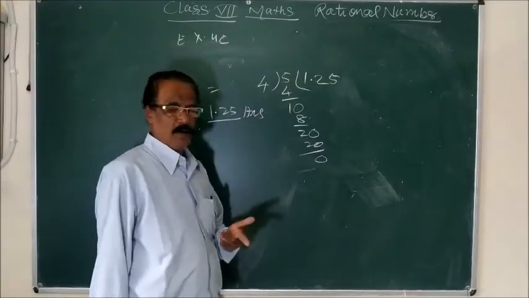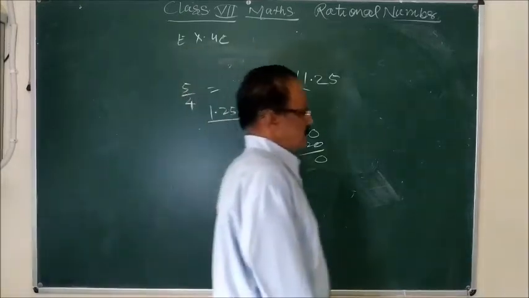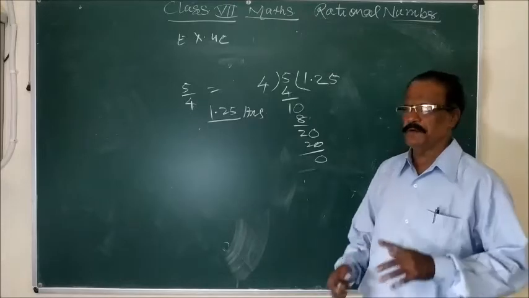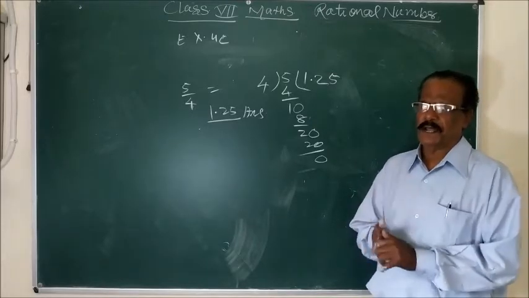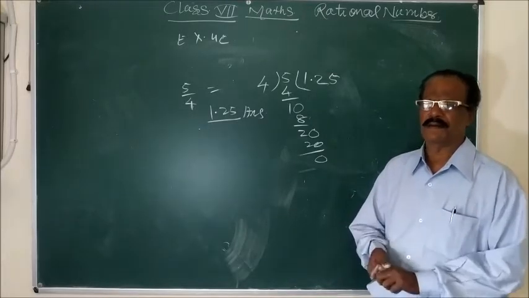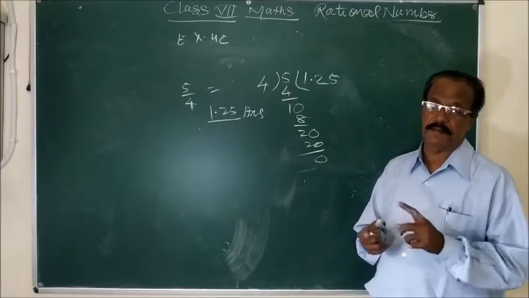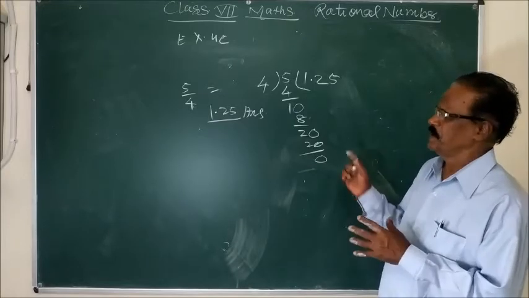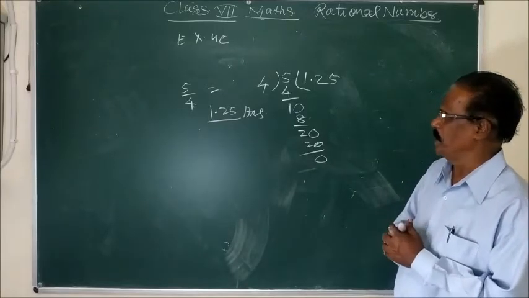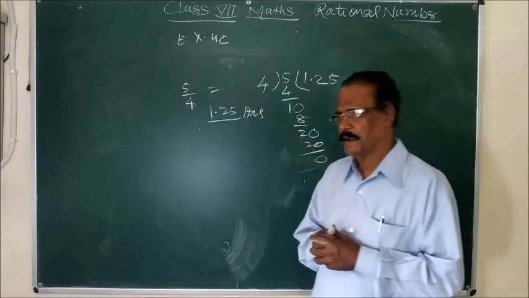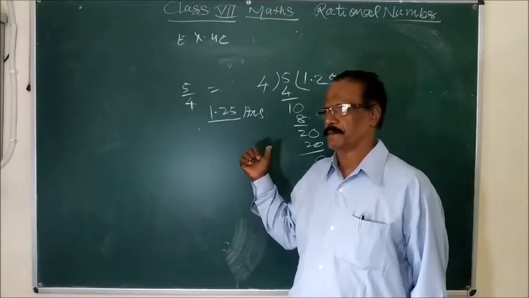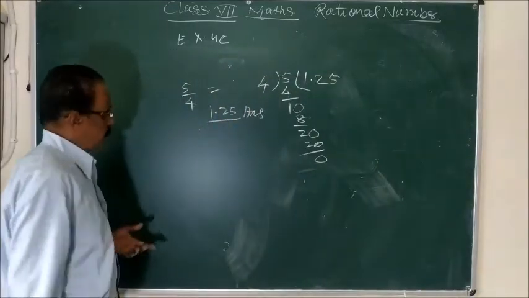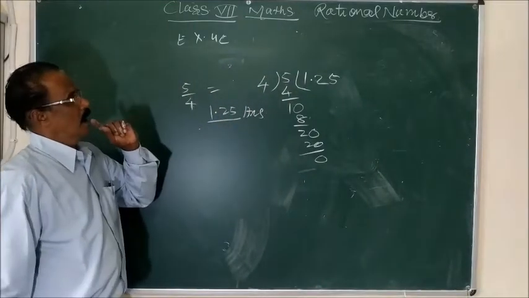So my dear, you have learned how to find the product of given rational numbers, what is the reciprocal, what is the multiplicative inverse, and how to convert rational numbers into decimals. This decimal may be terminating and may be non-terminating. So these are the important points you have to learn and you will try to solve these questions. So I want to wrap up this topic.